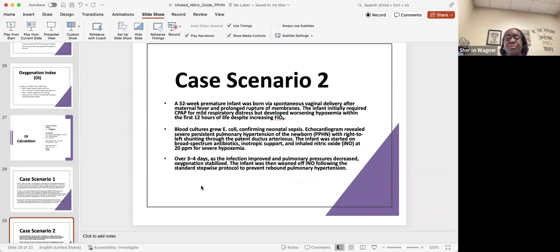Scenario 2: a 32-week preemie was born via spontaneous vaginal delivery after maternal fever and prolonged rupture of membranes. The infant initially required CPAP for mild respiratory distress, but developed worsening hypoxemia within the first 12 hours of life, despite increase in FiO2 and respiratory support. Blood culture grew E. coli, confirming neonatal sepsis. Echocardiogram showed PPHN with right to left shunting through the PDA.